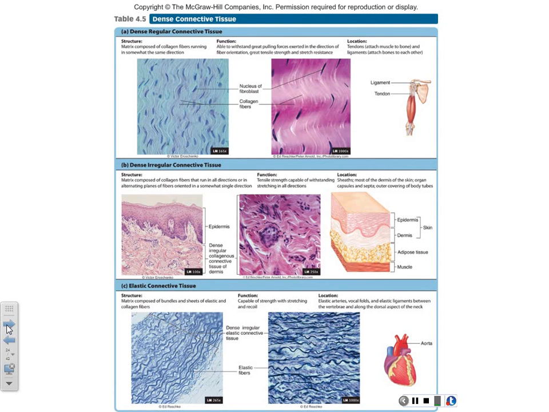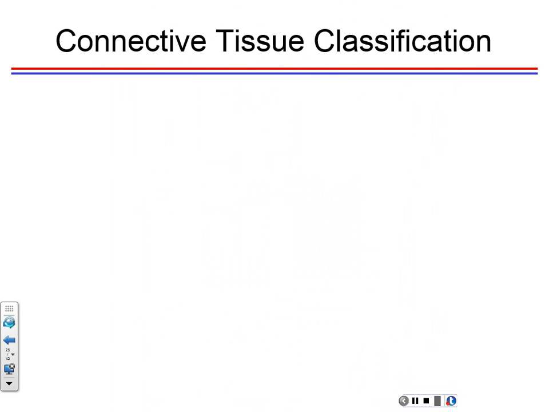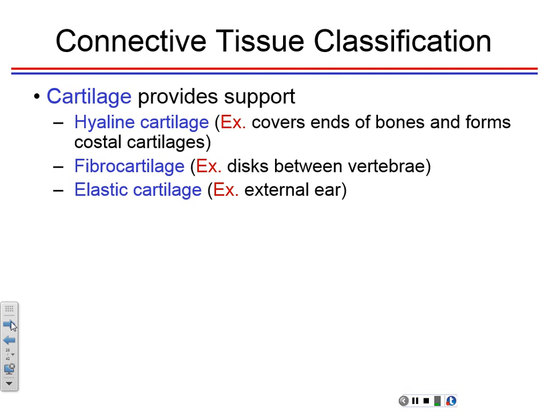And then the muscle, right? And then of course elastic connective tissue, very important in the arteries, very important, well, in the earlobe anyway. So those are the connective tissues. So we'll talk about cartilage.